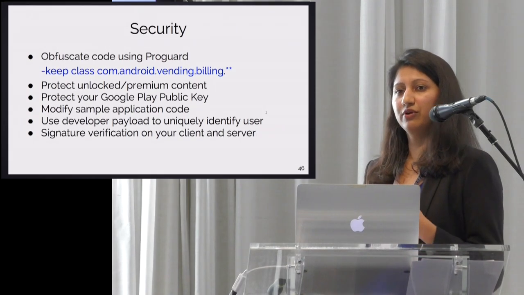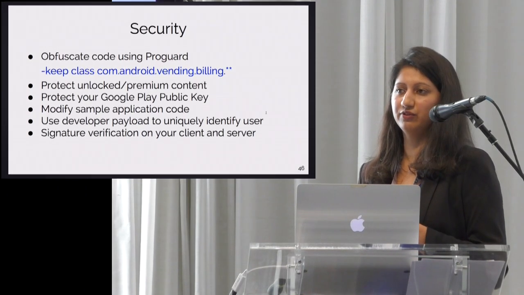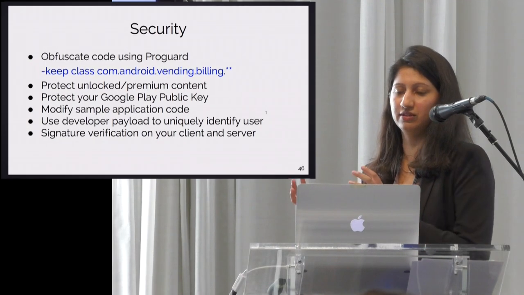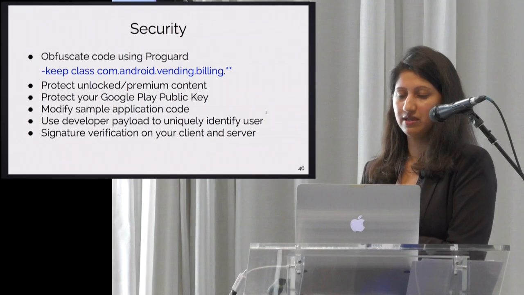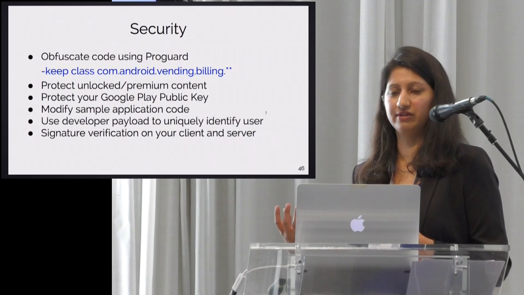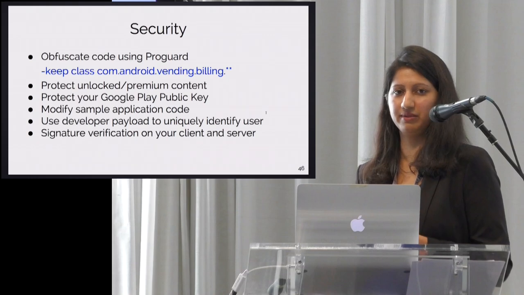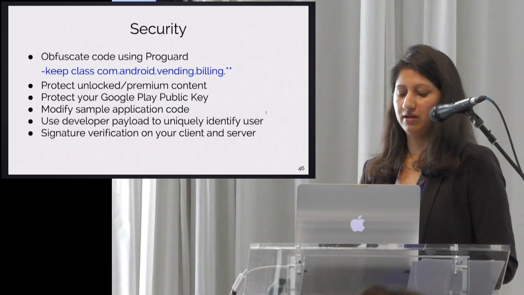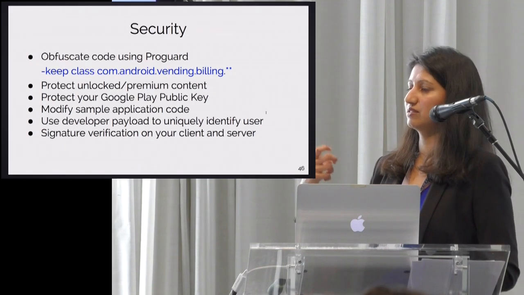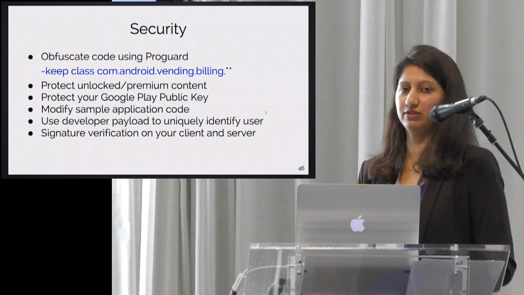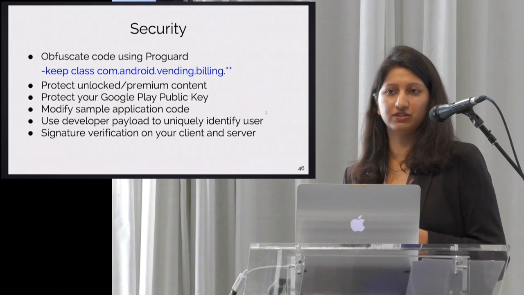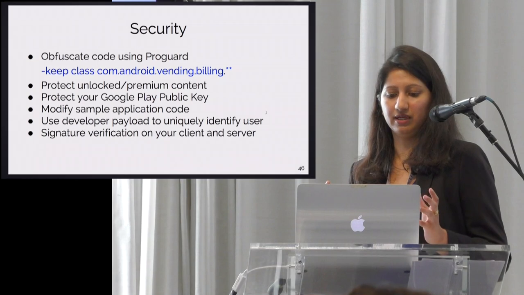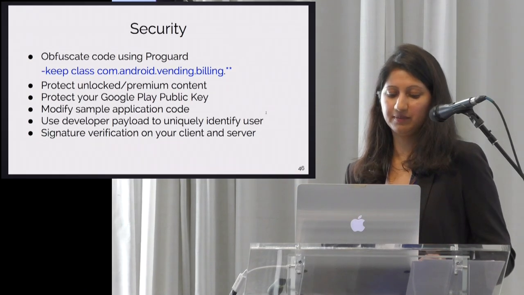Next step is make sure you protect all your premium content. If you are giving premium access to certain content that you have on your app to your users, make sure you have a real-time service delivering some information that this user is premium. Don't try to store it in shared preferences or something local. Protect your Google Play public key. This is packaged with your app, so you want to make sure that you're doing some sort of string manipulation or bit manipulation to make sure that anybody cannot access your public key.